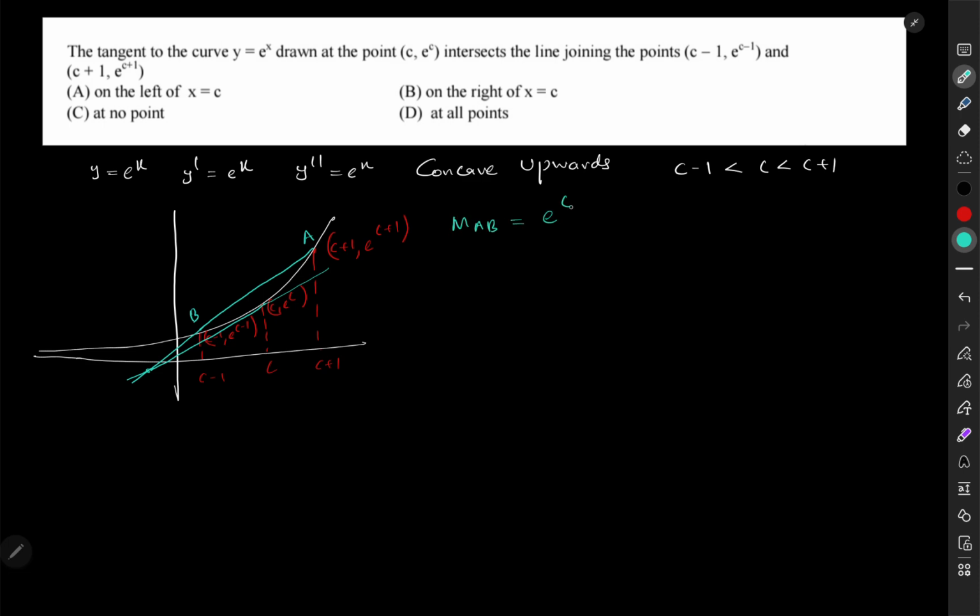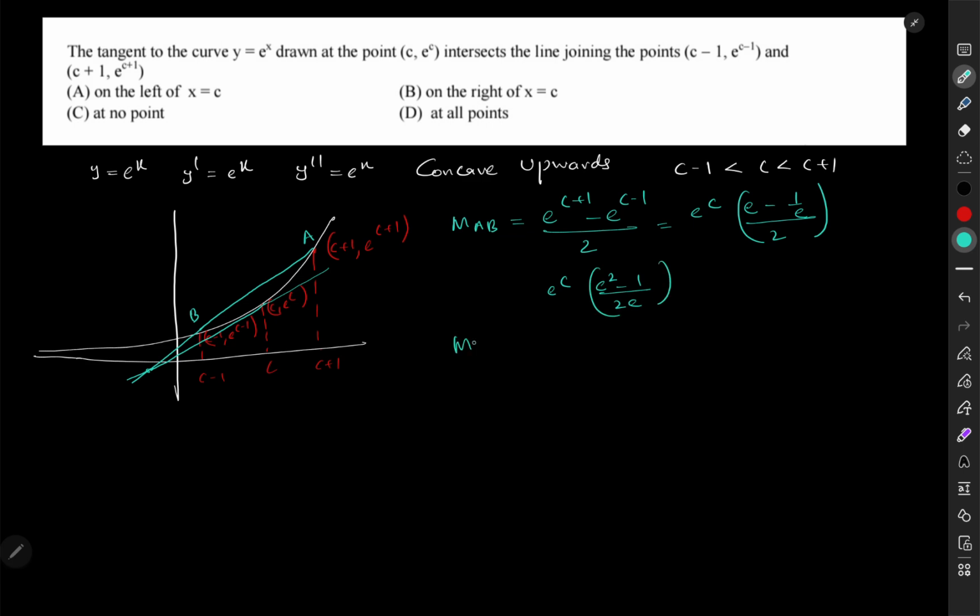What is the slope of AB? E raised to c plus 1 minus e raised to c minus 1, divided by c plus 1 minus c minus 1, which is 2. I can take e raised to c common. So what do I have? E raised to c into e minus 1 by e, divided by 2. This is the slope of AB, y2 minus y1 by x2 minus x1, which is e raised to c into e square minus 1 by 2e.